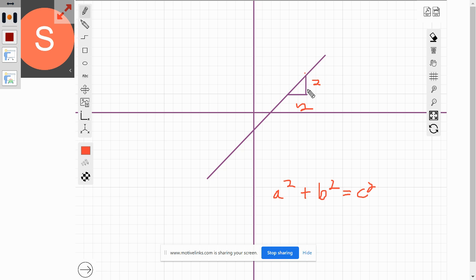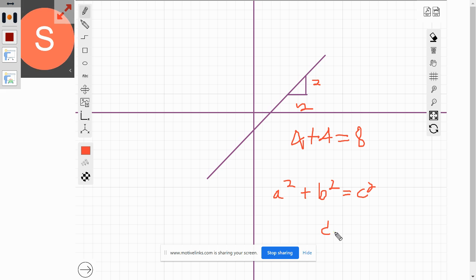So we're going to square up A. So if A equals 2, A squared is going to be 4. And then plus, so we have 2 right here, that's B, and then B squared would be 4. Equals C squared, which is 8.